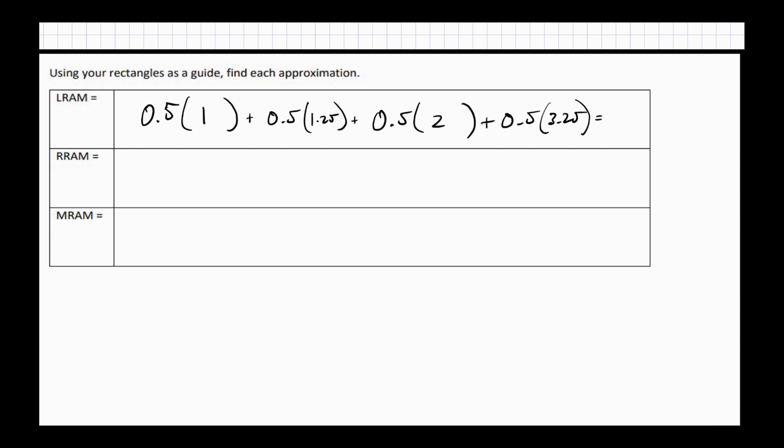Okay. We got all the widths. Now we just got to add them up. So this guy is going to be 0.5. This guy is going to be, what's half of 1.25? Let's see. That's 1. What's half of that? 0.7 something, or 0.8. There's a calculator. 0.5 times 1.25, and I get 0.625. 0.5 times 3.25 is 1.625. Add those all up, and I get 3.75. 3.75 units squared.